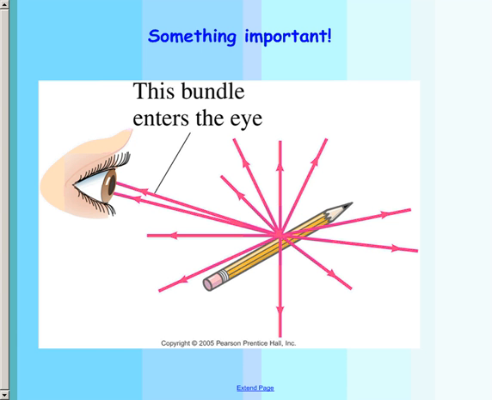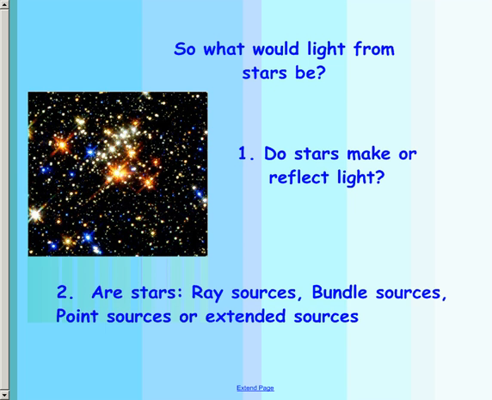See if I can get the next slide. Uh-oh. So here's a question for you. What would stars be? Go back up to our first dividing up of kinds of objects. Do stars make their own light or reflect their light? Well, that's easy enough. They make it. Okay, so they're objects that make their own light. So next question, number 2. Are they ray sources, bundle sources, point sources, or extended sources?